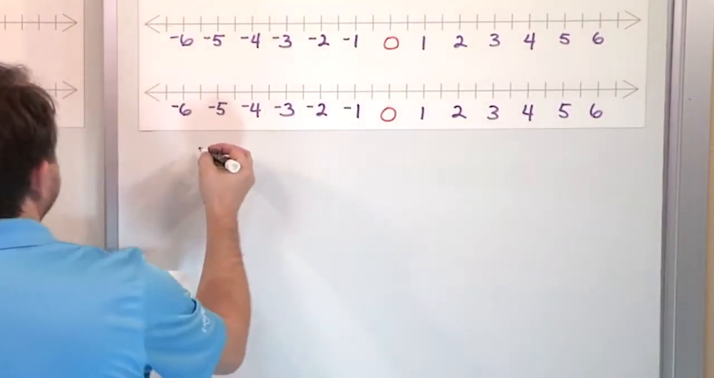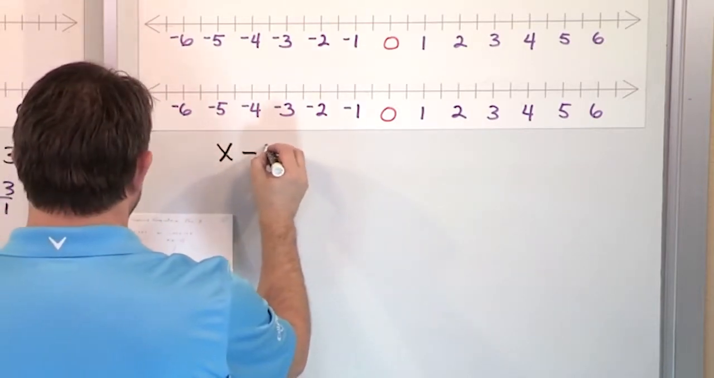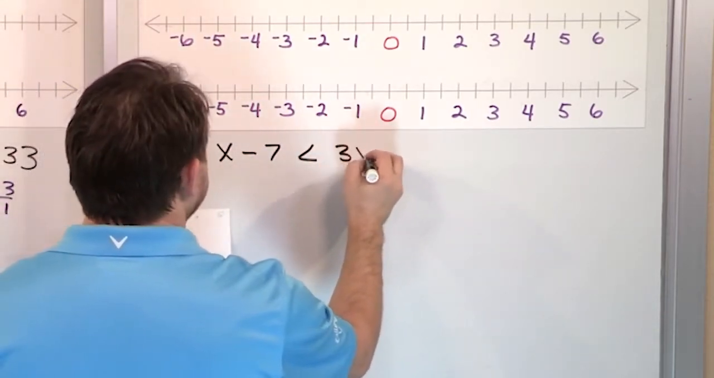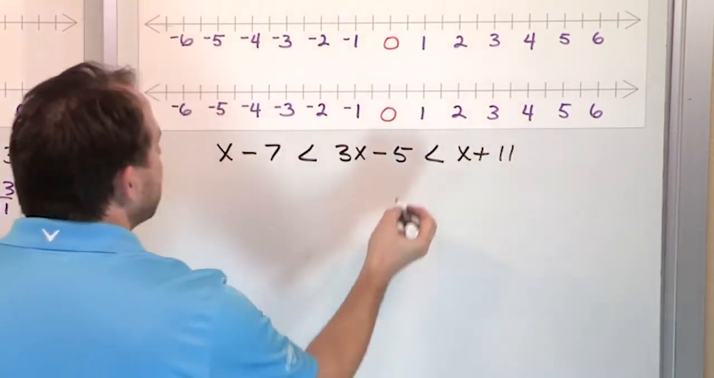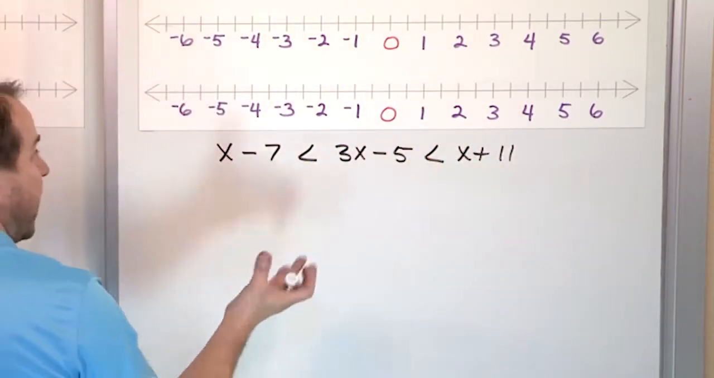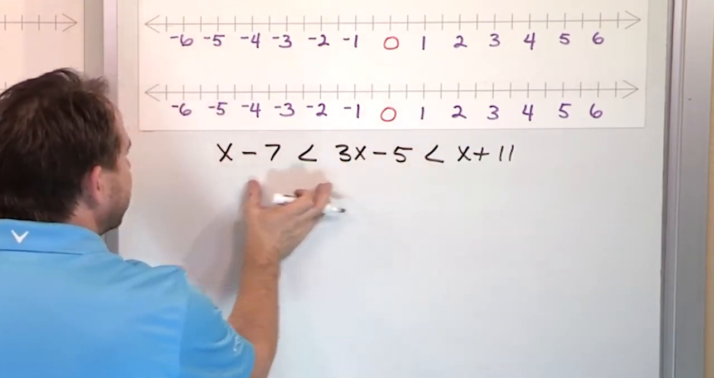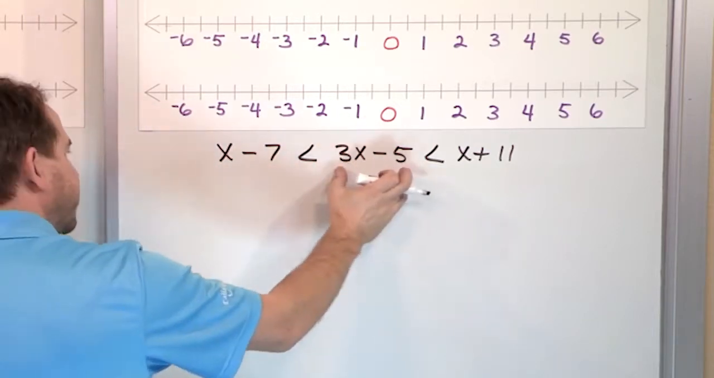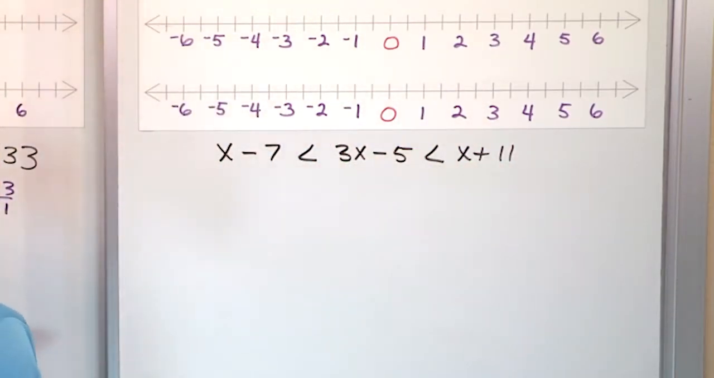All right, now the next one we're going to do will be as follows. It'll be x minus 7 less than 3x minus 5 less than x plus 11. So notice that we have a double inequality, a compound inequality, which is an AND because we have the term with x in the middle, greater than this term and less than this term. When it's written like this, we suspect strongly it's going to be an AND, and that's what it actually is.